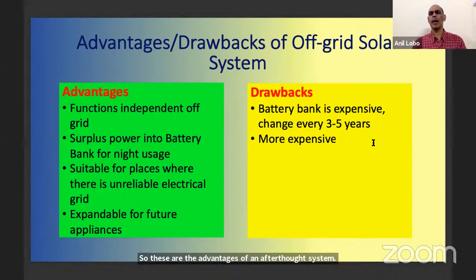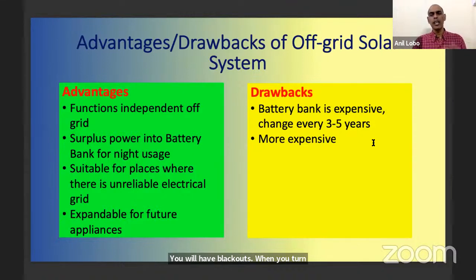The only drawback of an off-grid system is it's expensive because of the battery. The battery has to be changed every 3 to 5 years. And the second thing is they are expensive not only to design and install but also to maintain. You have to have a proper designer. If it's not designed properly, you will have a problem. If it's over-designed, that's fine, but you have spent a lot of money. If you have not designed it efficiently, you will have blackouts when you turn the pump on or you turn the air conditioning on.